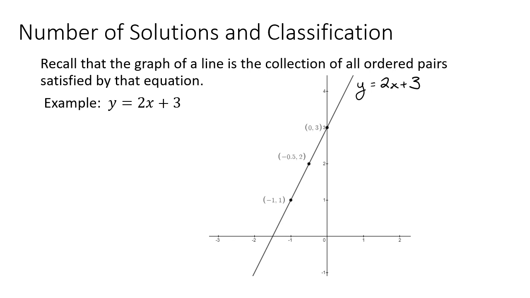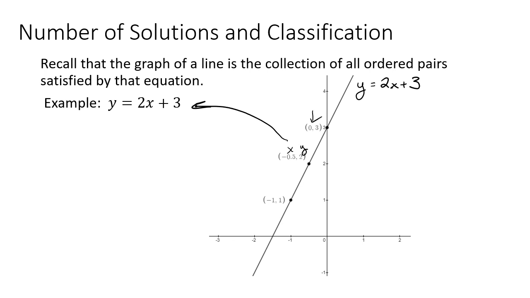So as an example, I have graphed the line y is equal to 2x plus 3, and I have highlighted 3 of the ordered pairs on this line: (-1, 1), (-1/2, 2), and (0, 3). And you would find that for any of these, if you plug in the x and you plug in the y, the equation would work.